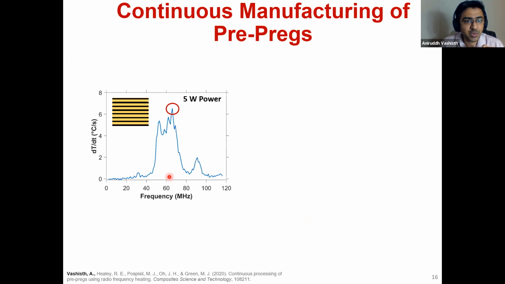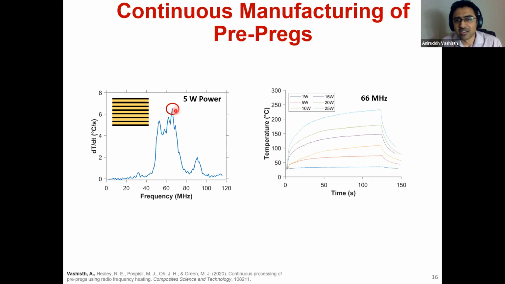The first thing that we do is what we call a frequency sweep. We look at frequencies from 1 megahertz to 120 megahertz, and we provide a pulse of 5 watts of power to the material and see what the heating response, the dT/dt, is for the material. This is a standard graph that we see, and we figure out which frequency is best for this material. We figured out that it was 66 megahertz.